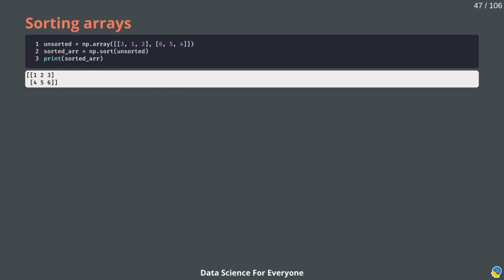The sort function arranges values in order. By default, it sorts along the last axis. In 2D arrays, that means sorting across rows. We'll see the largest value in each row move to the end.